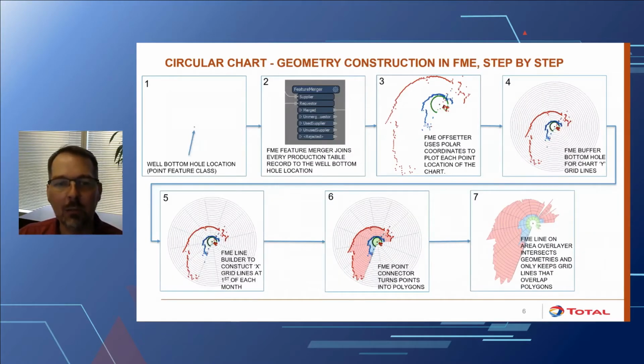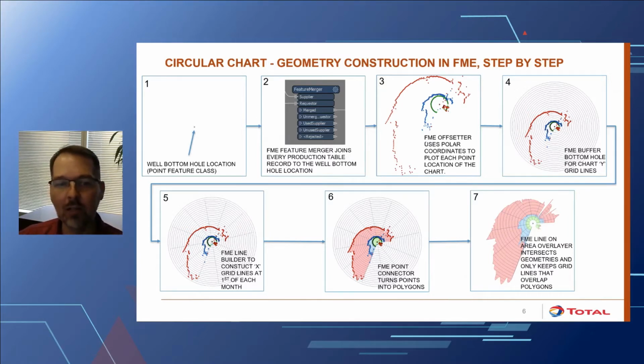These are the basic steps in FME to produce our circular charts. We start in step 1 with a well bottom hole location. In step 2, we merge our well location and our daily production using a unique identifier. Step 3, the FME offsetter uses polar coordinates to plot daily volumes. Step 4, the FME bufferer offsets grid lines for every 500 ground units.